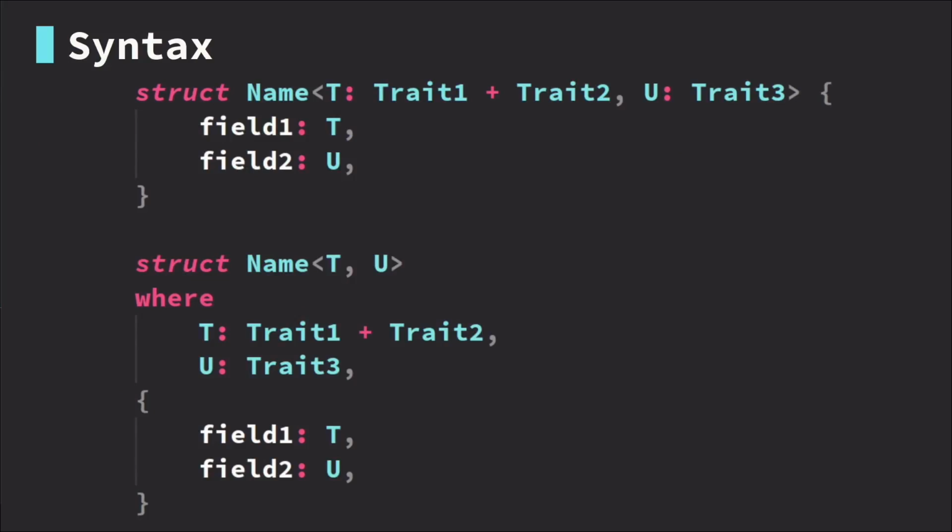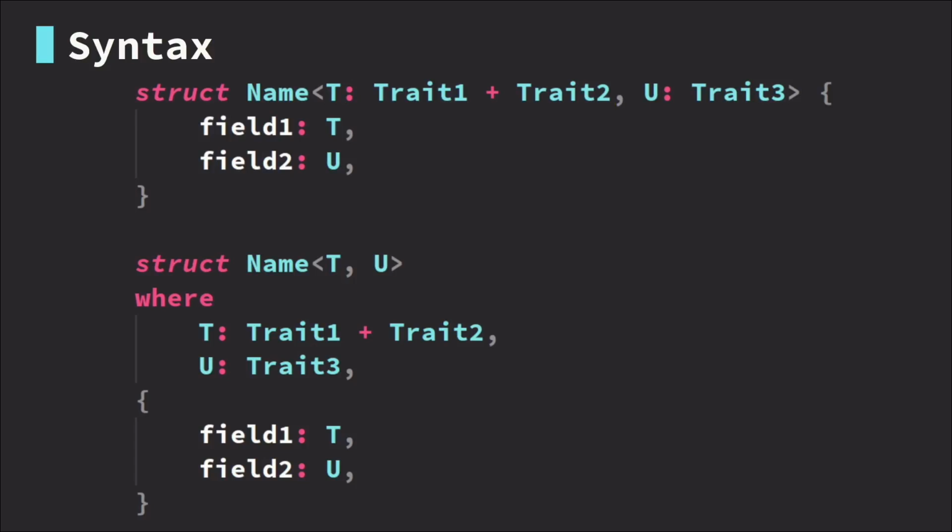Let's take a look at the syntax for generic structures. First, we have the struct keyword, followed by the name of the struct, and then angle braces, here and here. Within the angle braces, we have the name of the generic type. We're using T for this example, followed by a colon, and then the traits that are needed by this type.